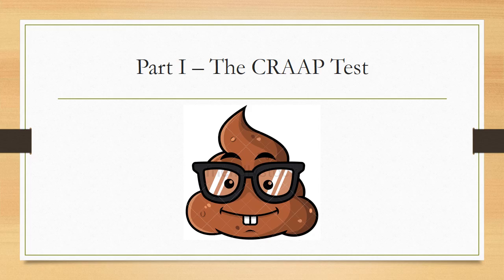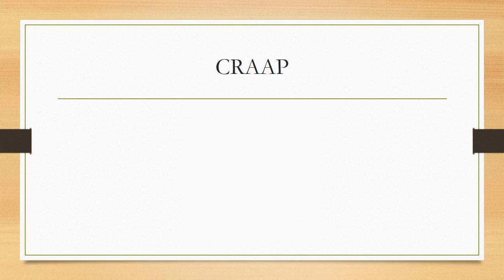So credibility, reliability, authority, accuracy, and purpose are the 5 elements you want to look at when you're considering if a source passes the CRAP test. And the funny part to help get you to remember it is the source should be CRAP. It should meet these 5 requirements or criteria in order to be a credible source that you use in your papers. So what do these things mean?